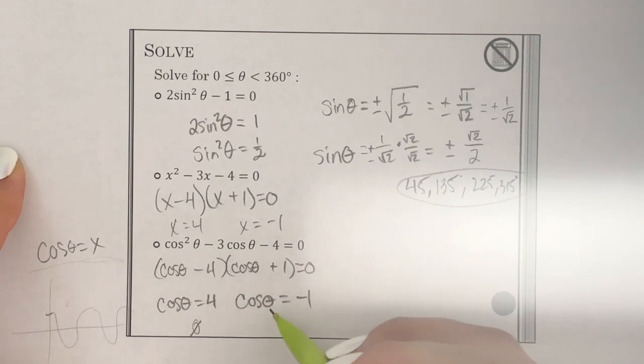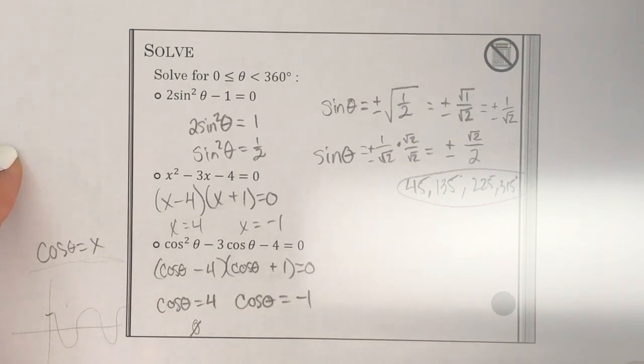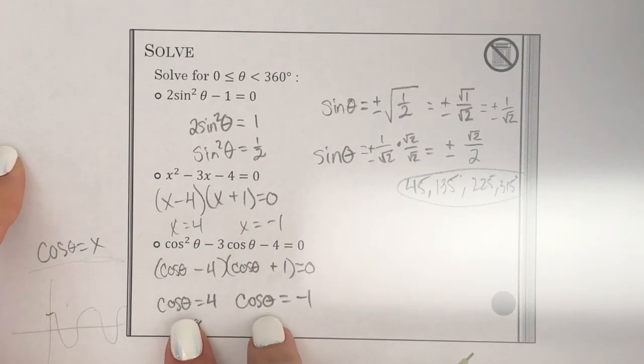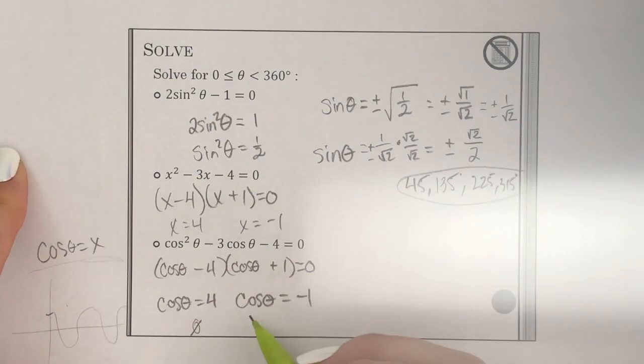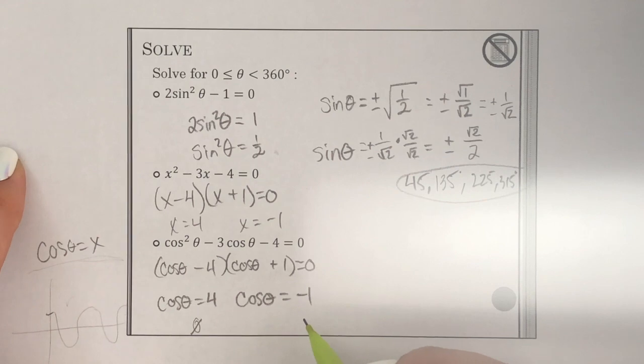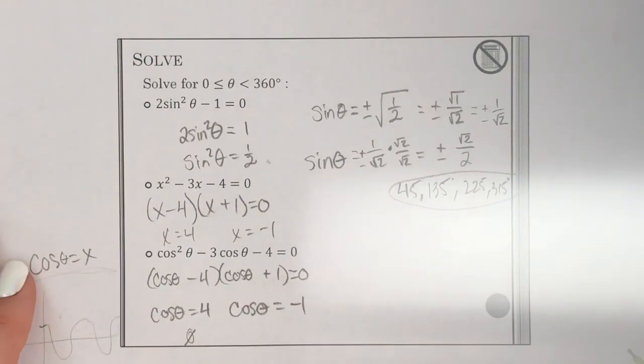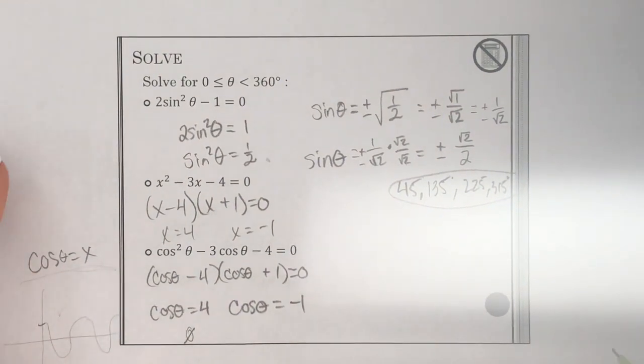Cosine theta equals negative 1. By the way, this doesn't mean that there's no solution to the whole problem because I have 2 equations that each may have solutions. So that just means this one has no solution. But this one might, and it will. So cosine theta equals negative 1. So think about, is negative 1 even in the range of cosine? Yes, it is, because cosine goes from negative 1 to 1. This is some of the reasons we talk about the range of functions so much. It comes up.